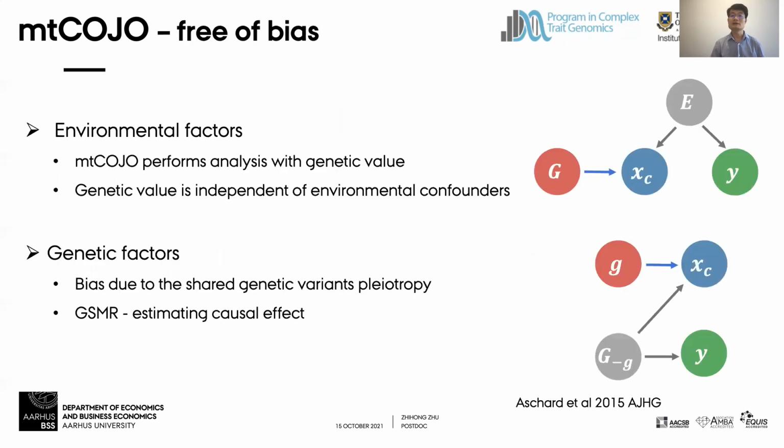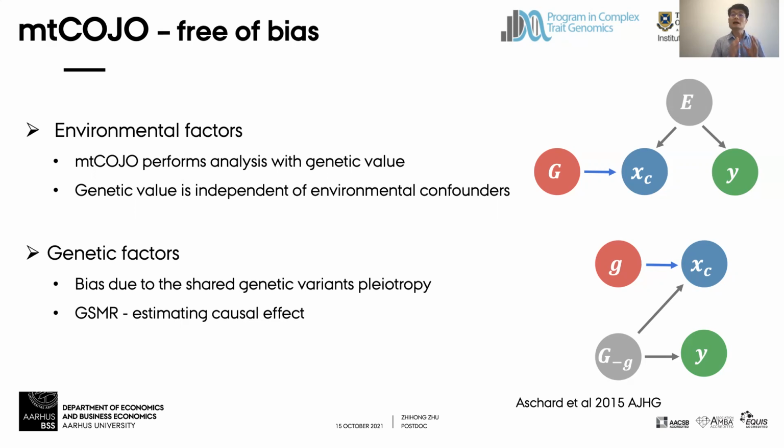The MT-Kojo method is free of bias. There are two sources of bias, environmental and genetic factors. Suppose a covariate does not have a direct effect on focal trait. We may still be able to observe association between covariates and focal traits because of non-genetic and genetic factors. So when we perform GWAS of focal trait conditional on covariates with observed data, we are likely to detect spurious GWAS hits.